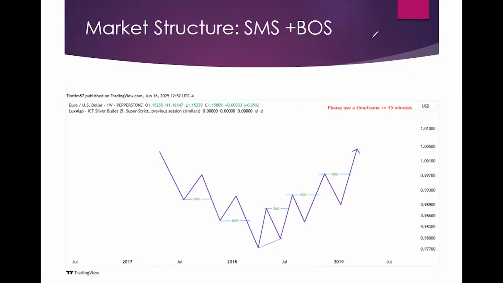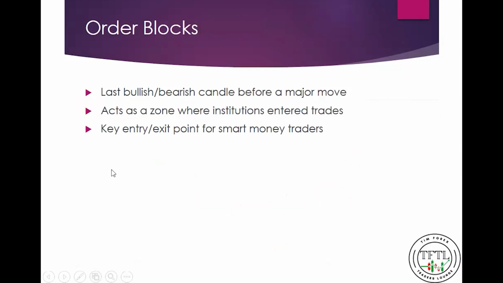Then we have what we call the order blocks. These are some of the concepts in the smart money concept. Order blocks are basically the last bullish candle before a major move on the downside.